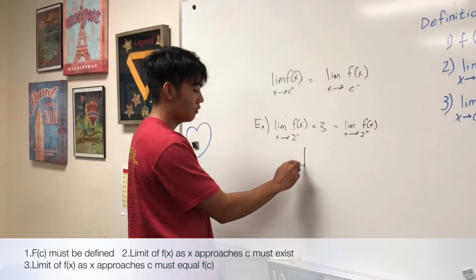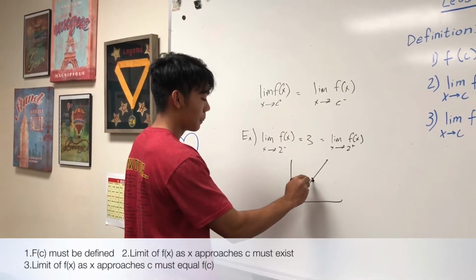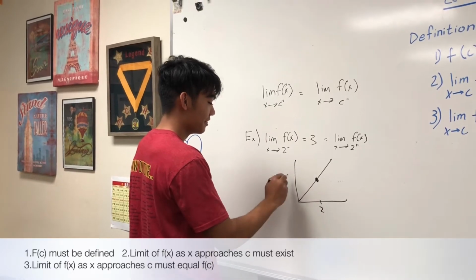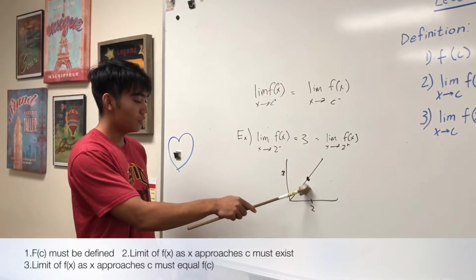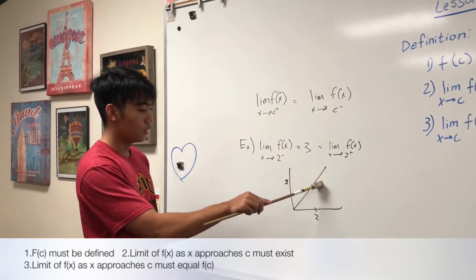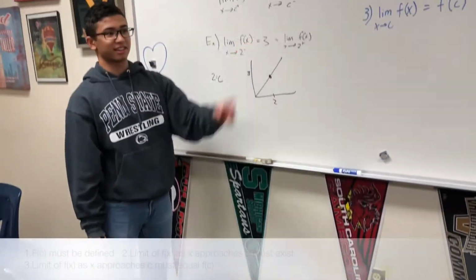Here is a visual illustration. From the left of 2, the y value is approaching 3, and it's also approaching 3 from the right side. I'm explaining that right here.